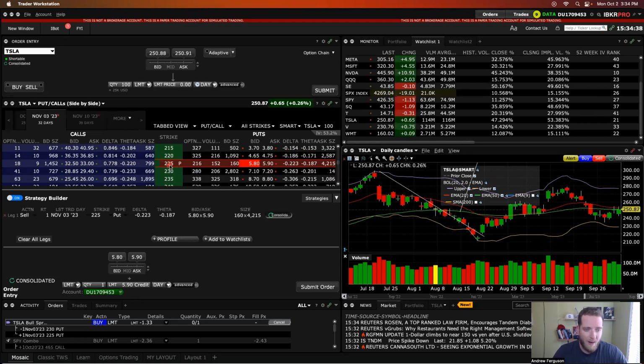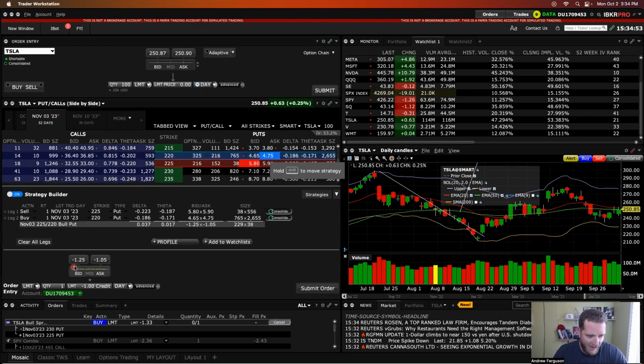Then what I'm looking for is the call side. And the call side really just tells you how much profit you're going to lock in or how much potential risk you're going to have. If I was to pick the 220 strike right there for the other side of this trade, I can see that I have now a credit of $1, or $100 in potential profit.